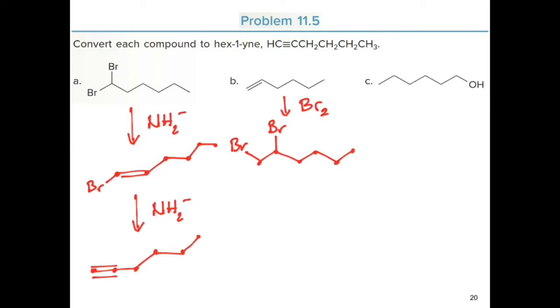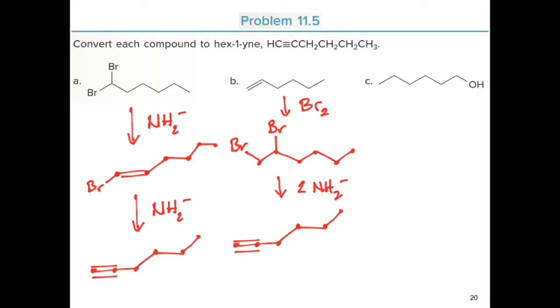And then now we can react this geminal dibromide via two successive E2 elimination reactions. And so what we get is the same alkyne, hex-1-yne. And for the last one here, we have a primary alcohol.